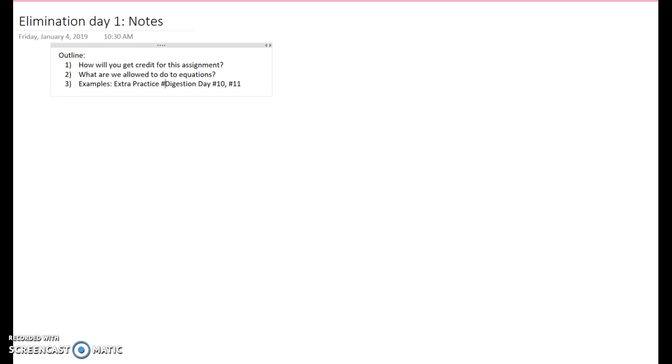So how will you get credit for this assignment? You have to take notes on paper, and you have to show those notes to one of the two teachers. Either we'll collect them or we'll just check them off and give you credit. They don't have to be the longest notes in the world, but you have to take notes on paper.